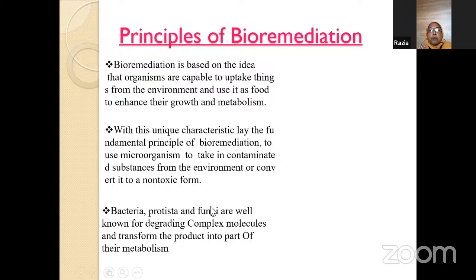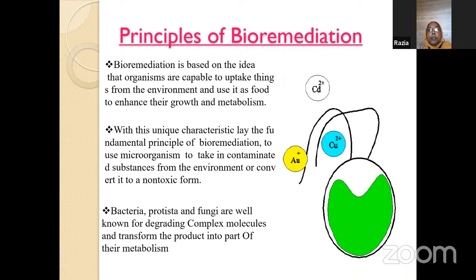please. Yeah. When we refer to environmental pollutants, we are not only concerned with the hydrocarbons, the nitro compounds, nitroaromatics, benzenes, toluenes, but at the same time, we are also concerned about the metallic contaminations.